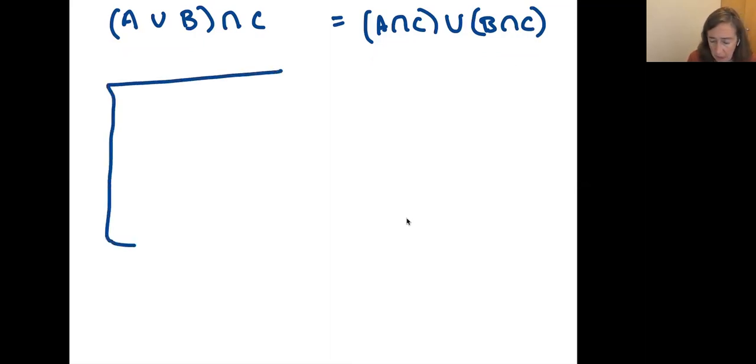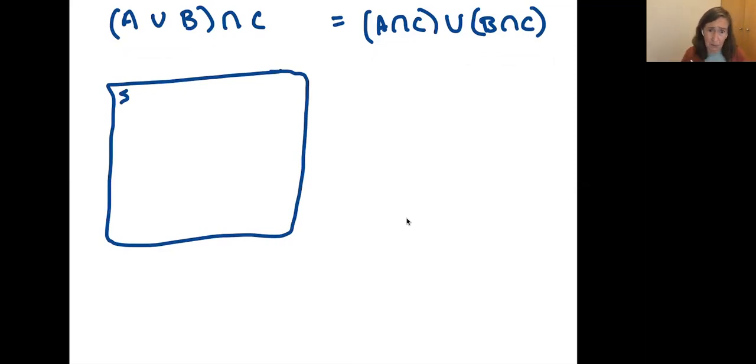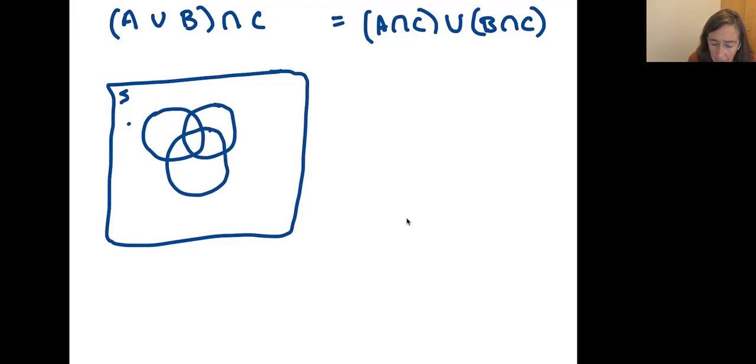So I'm drawing a Venn diagram. I'm always going to first draw my sample space, especially if I'm working with complements. I definitely want to have that sample space demarked so that I can see what's not in my sets. And then I'll just draw my sets, A, B, C. If you find yourself drawing Venn diagrams with, say, 3 sets, don't just start randomly drawing circles and end up with something that looks like the Olympic symbol, because you won't be able to find the things that you need.